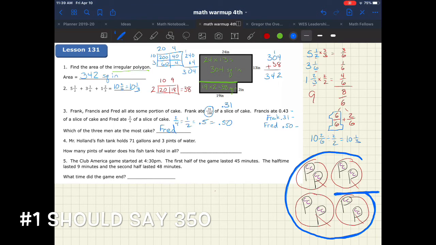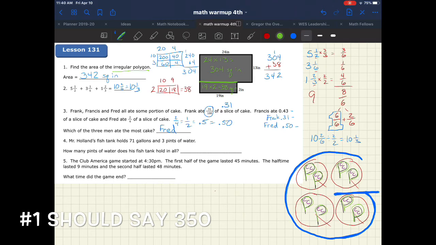So Fred. Number 4. Mr. Holland's fish tank holds 71 gallons and 3 pints of water. How many pints of water does this fish tank hold in all? Well, I brought over the land of G again with its 4 queens, which are quarts. The prince and princess for each queen, those are the pints. And that's what we're looking for here is the pints, right? So we can see that there are 1, 2, 3, 4, 5, 6, 7, 8 pints in a gallon.